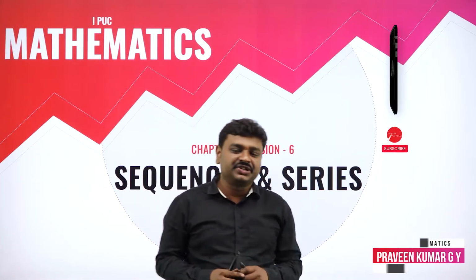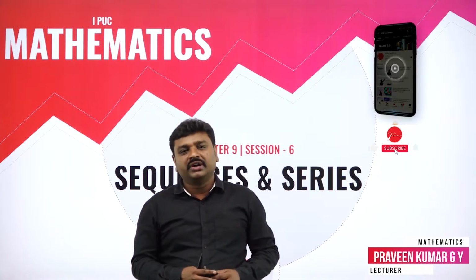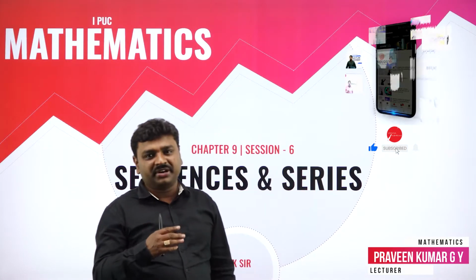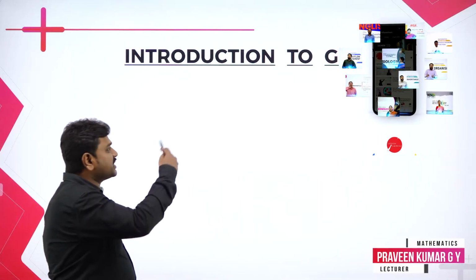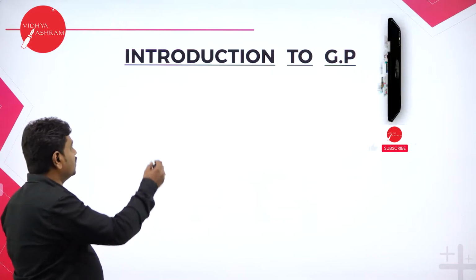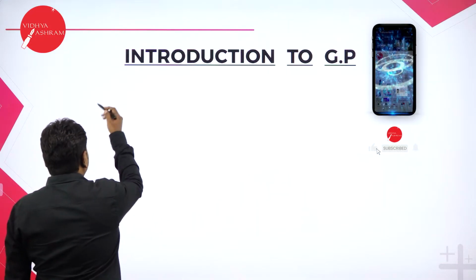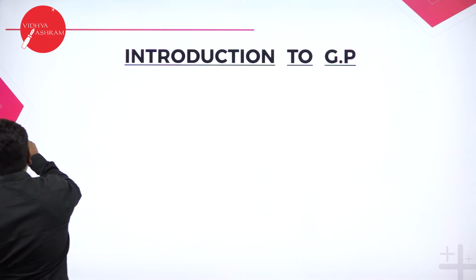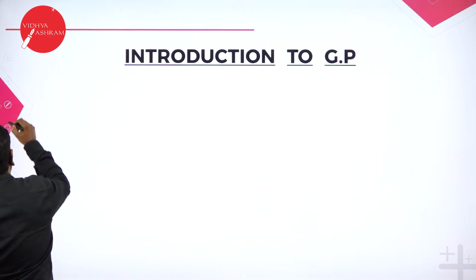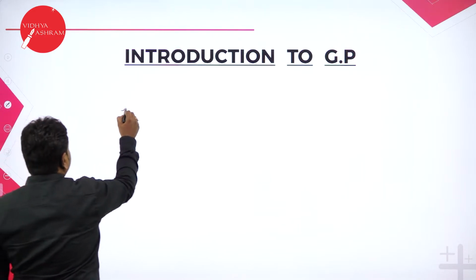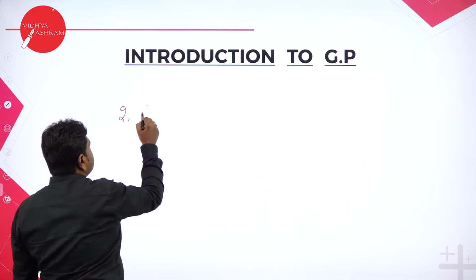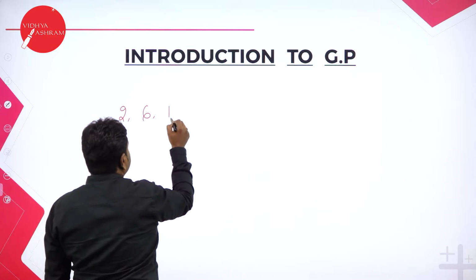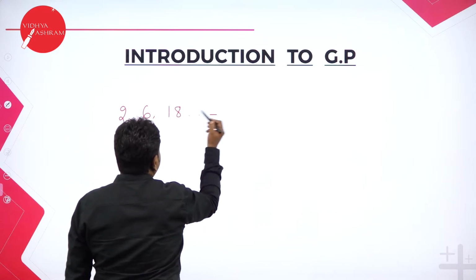Welcome to the session, dear students. Now we'll go ahead with progressions, that is geometric progression. See, what is geometric progression? If the terms, for example, we'll take a term, say 2, 2 threes are 6, 3 sixes are 18, like that.